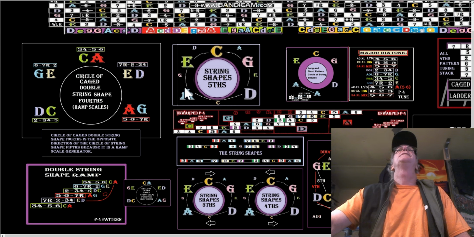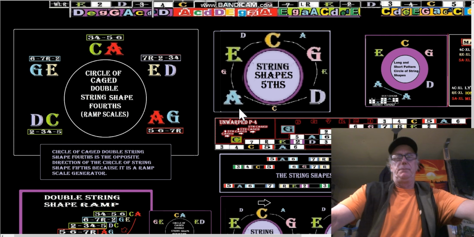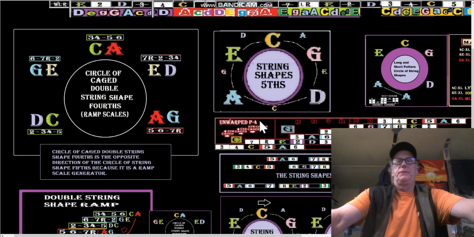We're on the right, right here. So this is what a good part of 282. 282 is a really good chart, and it's not too complicated. See how we go C to G to D to A to E here in string shaped fifths? Same thing here, except backwards.